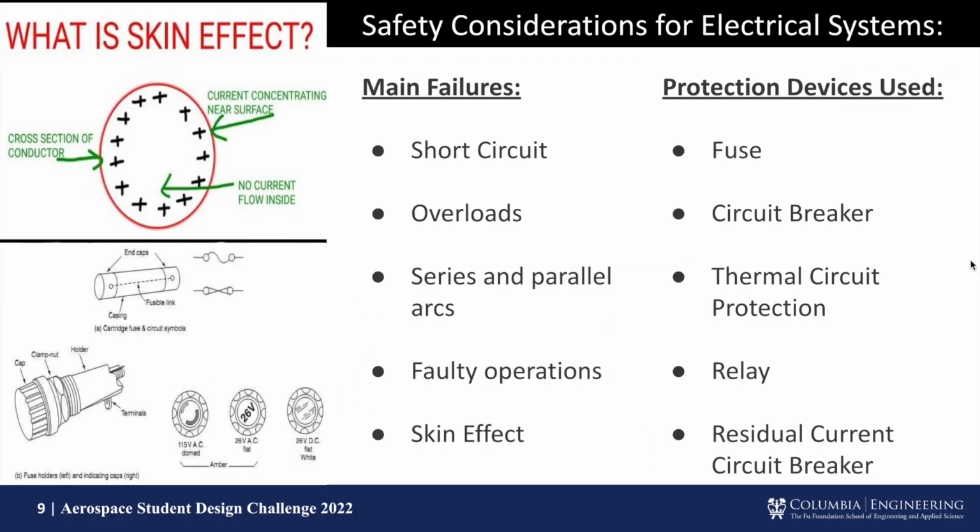Here we are discussing the safety considerations to prevent potential failures and damages and also protect the electrical architecture of the aircraft. Some of the main failures that are taken care of are short circuits, overloads, series and parallel arcs, faulty operation, skin effect, etc. A set of protection components that are employed to take care of wires and circuits from overload conditions are fuse, magnetic circuit breakers, relay, residual circuit breakers, etc.